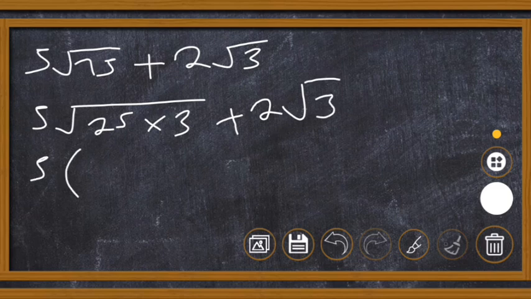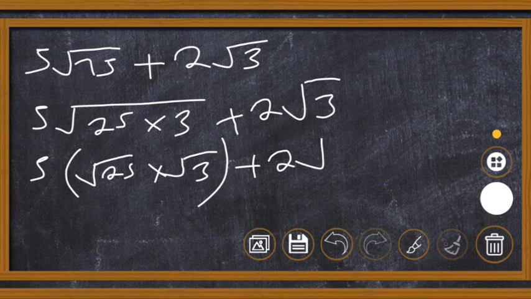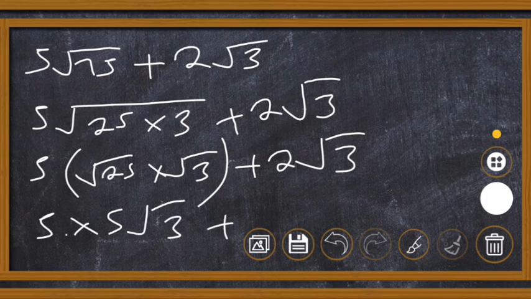Okay, so in this case we have 5. Now we know, according to the product rule, when you have the values in the same root, we can write them separately. So we have root of 25 multiplied by root of 3. Okay, then plus 2 root of what? Root of 3. So in this case we can find the value of the root of 25. We know root of 25 is what? Is 5. So in this case we are going to multiply with 5, and then we have root of 3 plus 2 root of 3.